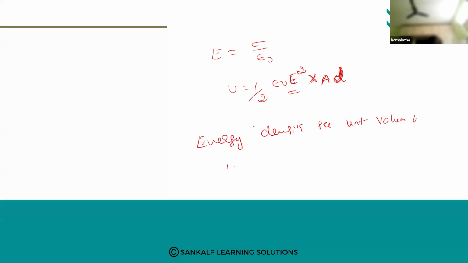Energy density is given by U is equal to half of epsilon naught into E square. A into D is what? Volume. So area into distance gives the volume, but since it is per unit volume, we can write like this. A into D is the volume, so that becomes 1. So energy density is given by half into epsilon naught into E square.